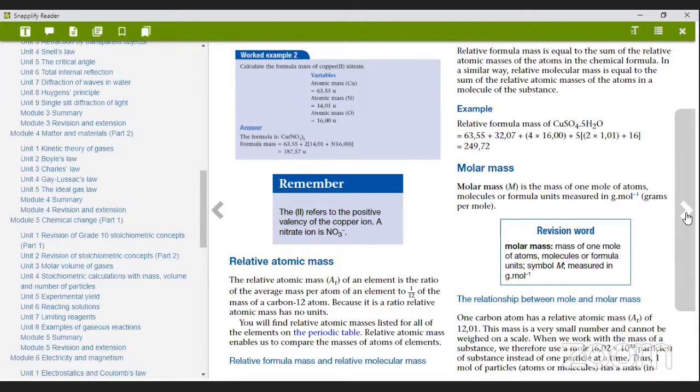And then we have the molar mass, the mass of one mole of atoms, molecules, or formula units measured in grams per mole. So you see, with the molecular mass, your unit is a U, but for the molar mass, our unit is grams per mole. So molar mass, mass of one mole of atoms, one mole of molecules, one mole of formula units. Symbol is M, measured in grams per mole.